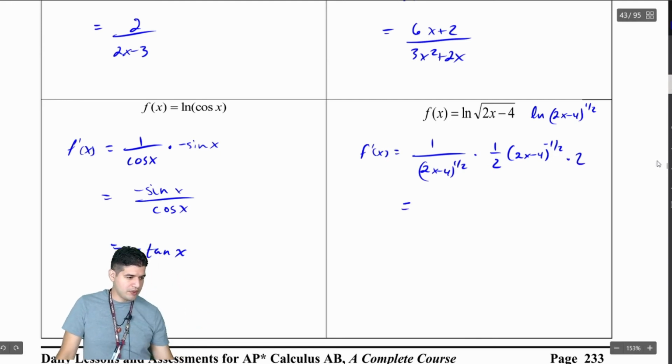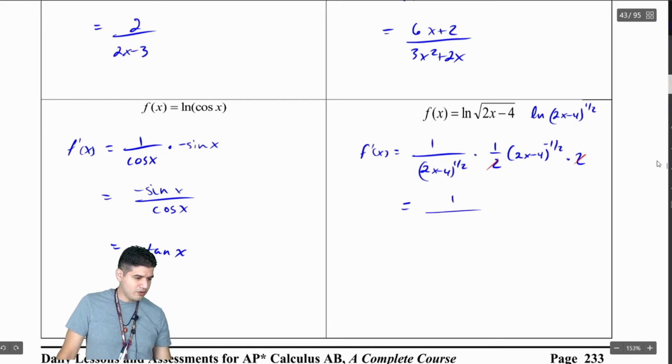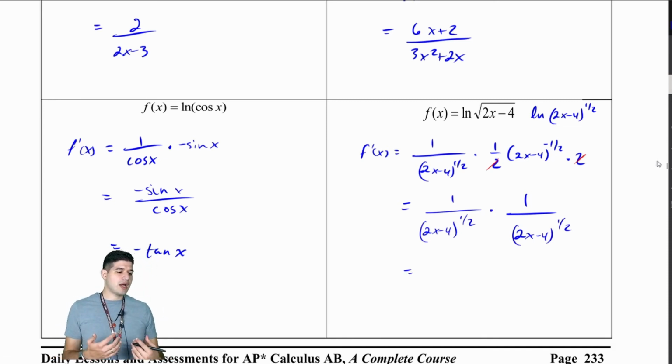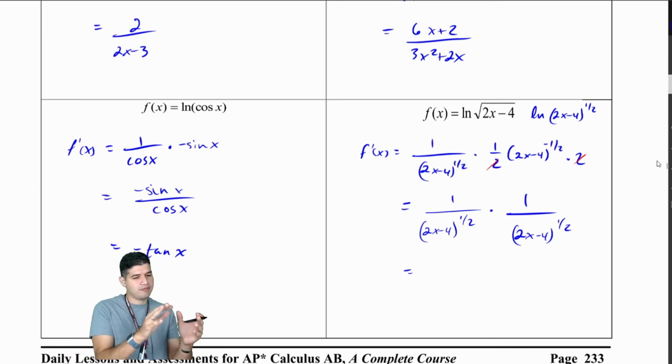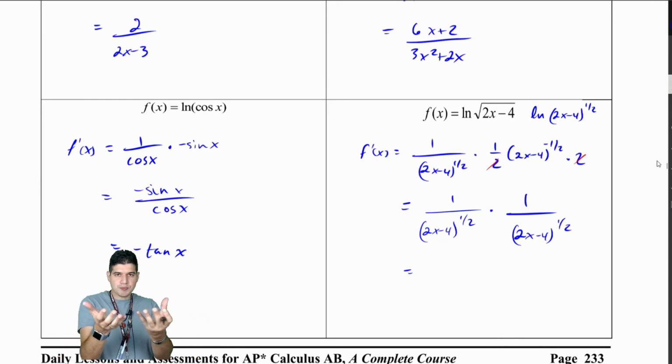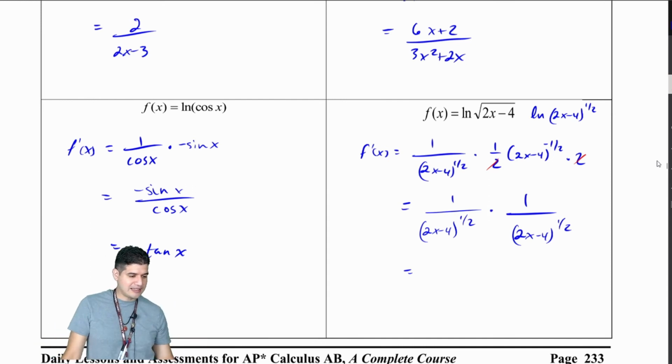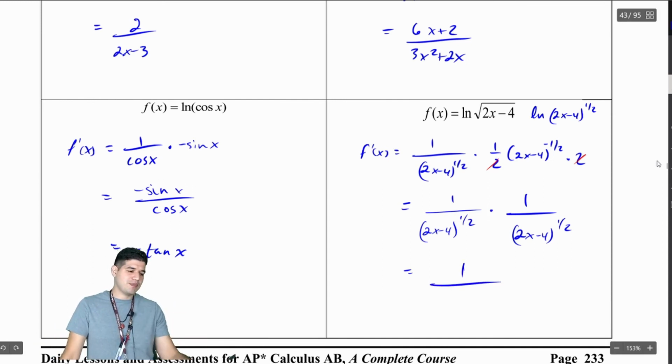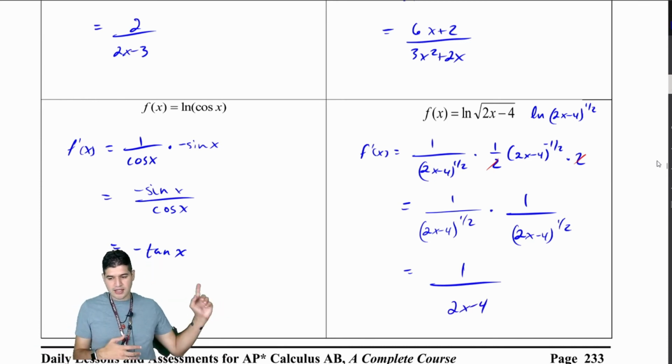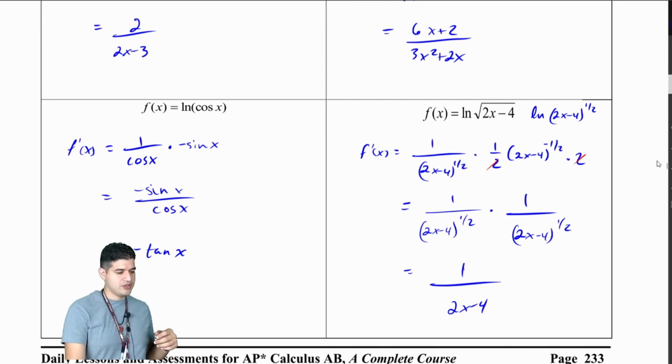Then I just need to simplify this as much as possible. Those 2's are going to divide out. So I get 1 over 2x minus 4 to the 1/2 times 1 over 2x minus 4 to the 1/2. When I multiply those together, you add the exponents, so 1/2 plus 1/2 is 1. Because those bases are the exact same, 2x minus 4, and we get it to the first power, we just get 1 over 2x minus 4. And that right there is going to be our final answer in this video.